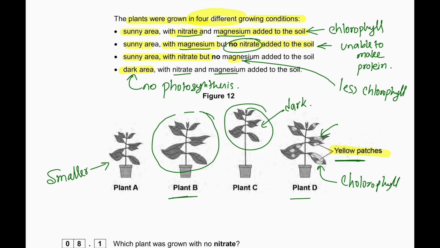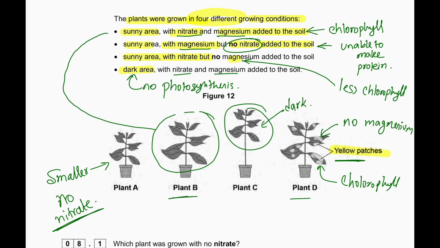All right, so no nitrate will be plant A, because we can see that plant A is smaller. Lack of nitrate means the plant will not be able to make protein. Okay, so the plant will have stunted growth. And the plant with yellow patches will definitely be the one with no magnesium, because as I told you, magnesium is needed for chlorophyll. And plant B is the one that is going to have everything in it. So plant B will be in a sunny area with nitrate present and magnesium added to the soil.